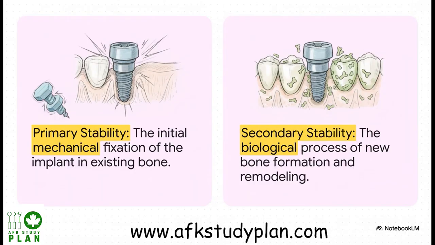So, once the implant is in, its stability changes over time. Right at the beginning, we have what's called primary stability. This is purely mechanical. It's just the friction of the implant threads gripping the bone. But over the next few weeks, as the bone starts to heal and grow onto the implant, that mechanical stability actually goes down while the biological or secondary stability starts to ramp up.